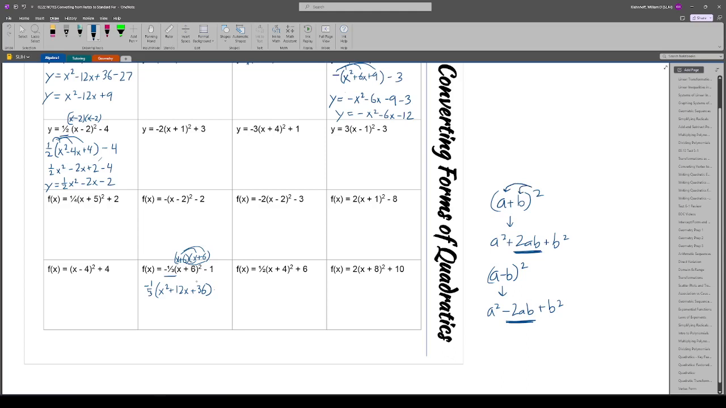Okay, I still have my minus 1 here as well. So now we're going to distribute the minus 1/3. We get minus 1/3 x squared minus 4x minus 12 minus 1. So my final answer to this one is y equals negative 1/3 x squared minus 4x and then minus 13. So hopefully this is pretty straightforward and just a review of stuff that we've done before, but that is the process for converting from vertex form into standard form.